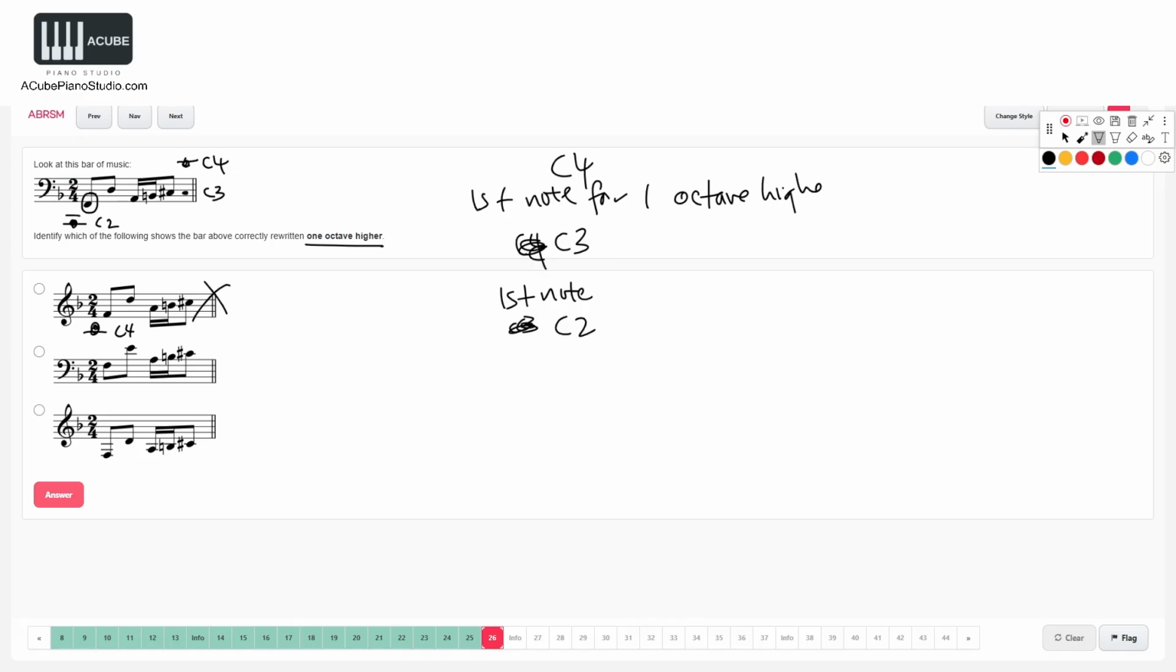The note should be in between C3 and C4, right? If you look at this, this is middle C, this is C4, this is C5. The first note is already in between C4 and C5, but we want the first note to be in between C3 and C4. So this is out.